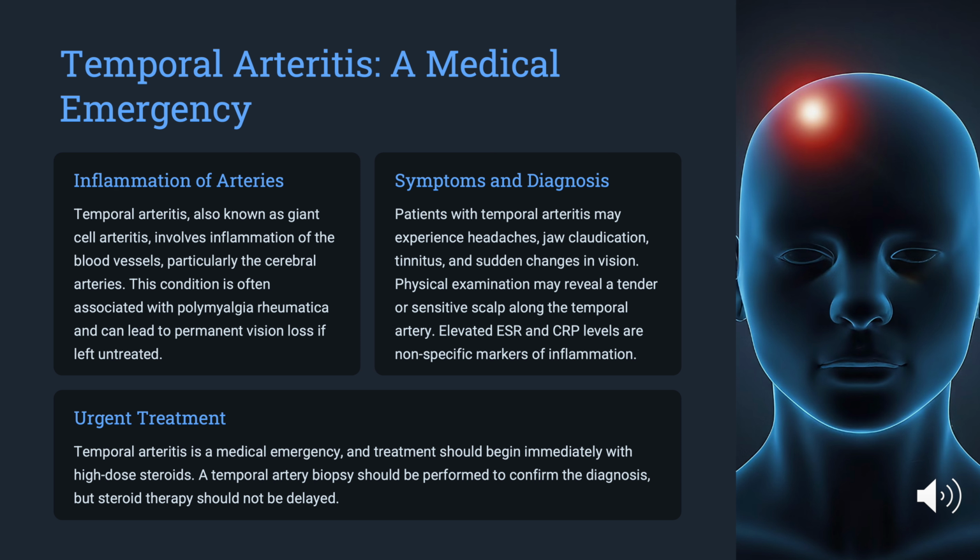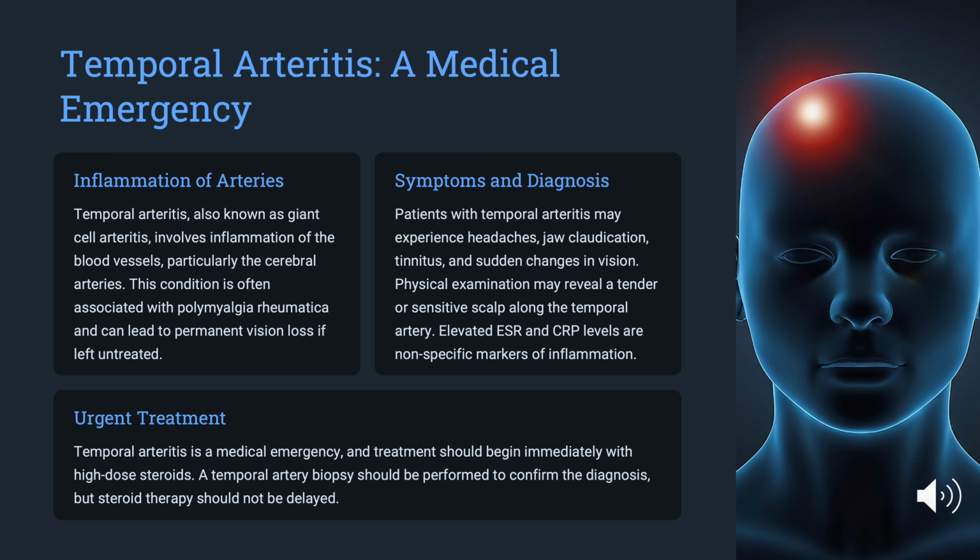Physical examination may reveal tenderness or sensitivity along the temporal artery. Elevated erythrocyte sedimentation rate, ESR, and C-reactive protein, CRP, levels serve as nonspecific markers of inflammation and may aid in diagnosis. Temporal arteritis constitutes a medical emergency, and prompt initiation of treatment is imperative. High-dose steroids should be administered without delay to mitigate inflammation and prevent vision loss.